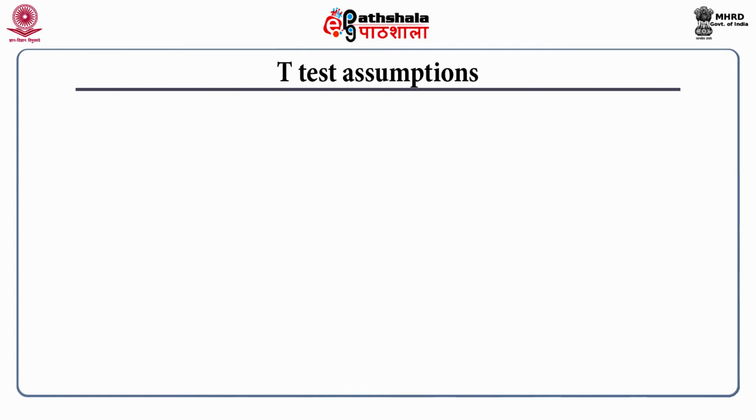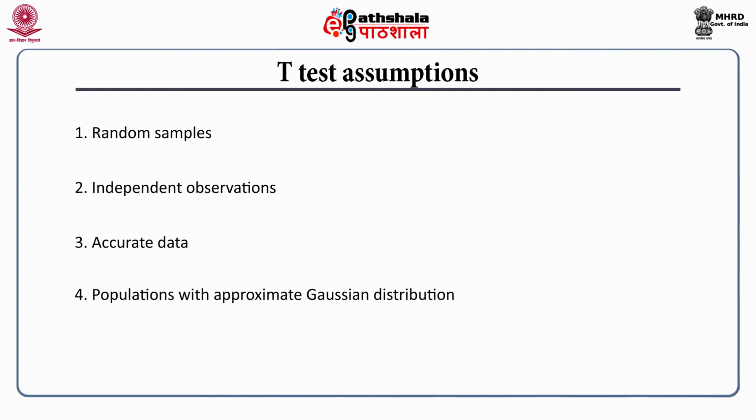There are a set of assumptions that the t-test makes. The first assumption is that the samples need to be random. Second, independent observations or measurements. Third, accurate data. Fourth, populations with approximate Gaussian distributions. Beware that here the samples need not be Gaussian. The assumption is about the population from which the samples came. The fifth one is that the variance or the standard deviations of the two groups are nearly equal. This assumption is also known as homoscedasticity. The variance or the standard deviation has to be almost equal.